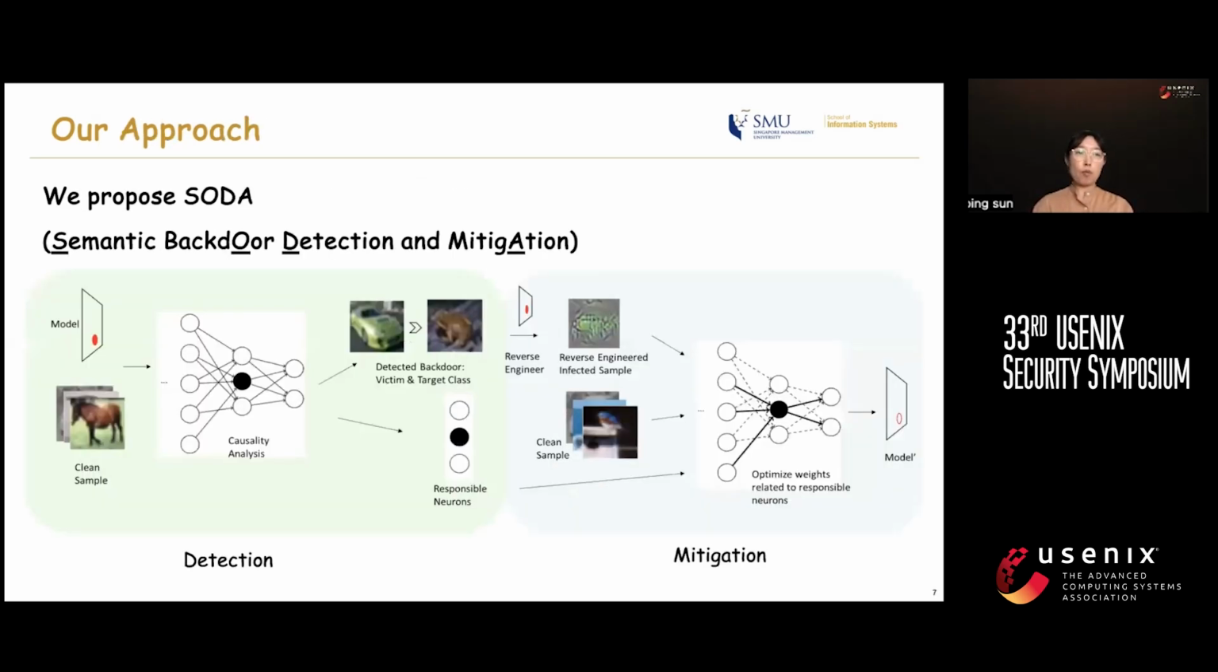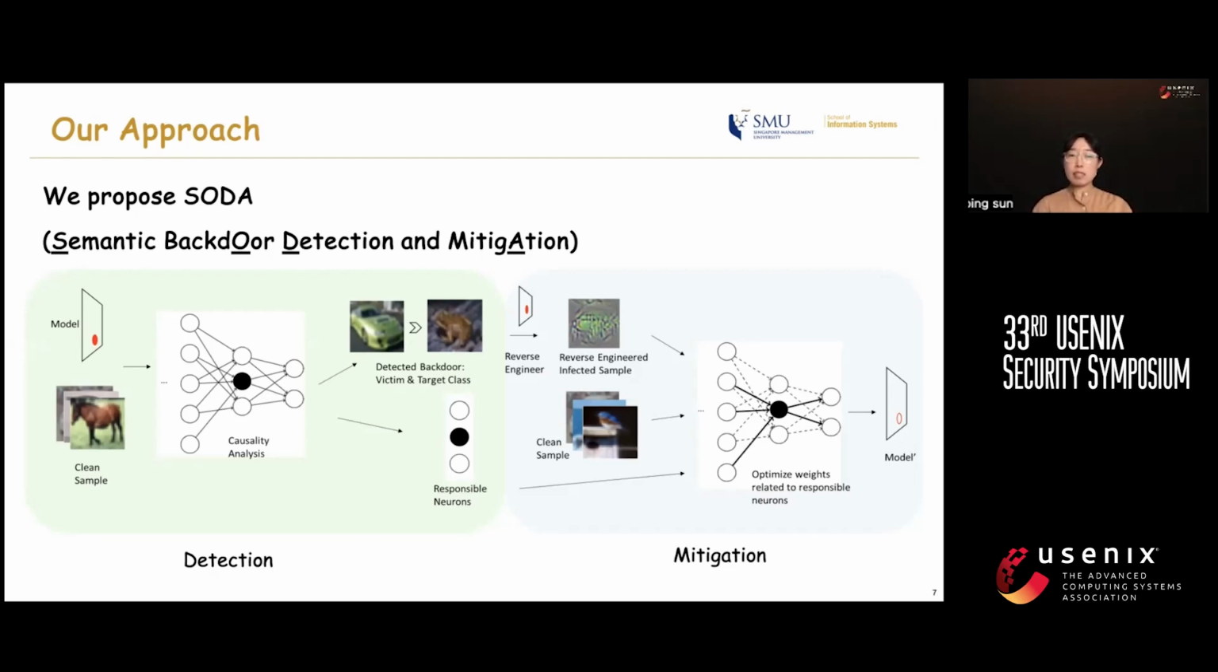This slide shows the overall framework of our approach. We call it SODA. It's from semantic backdoor detection and mitigation. And the first stage is that for a given model, we are going to apply causality analysis on it with a known small set of clean samples. And based on the causality analysis results, we are going to be able to identify the backdoor victim and the target class. And at the same time, we will be able to locate a set of responsible neurons that is most suspicious and it contributes most to the attack target class.